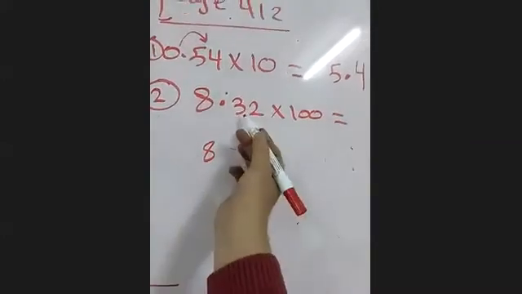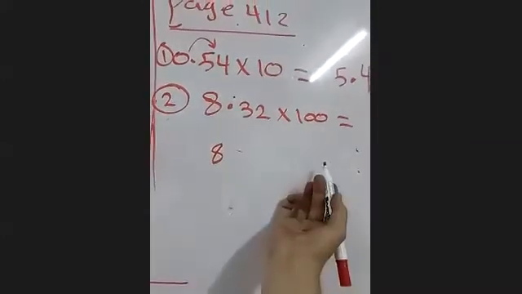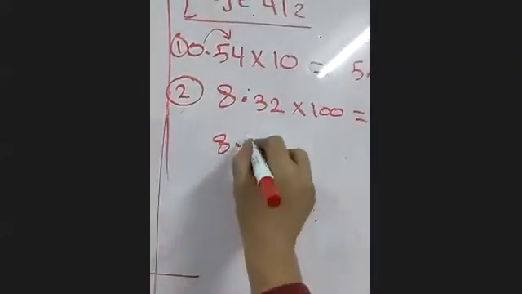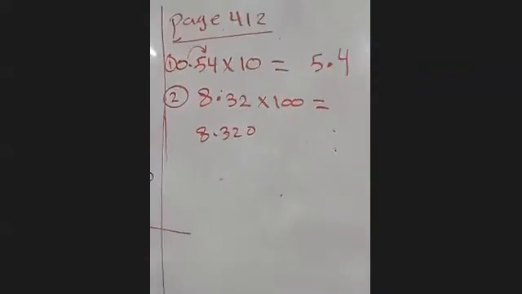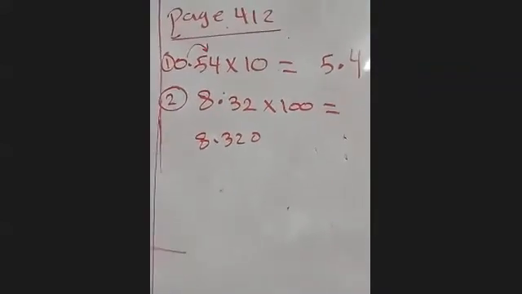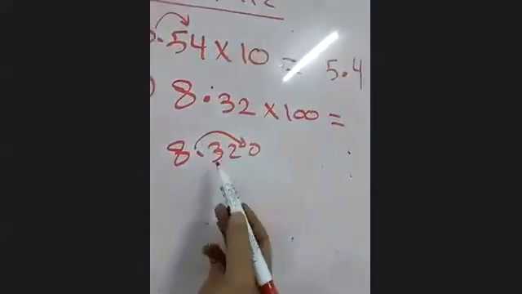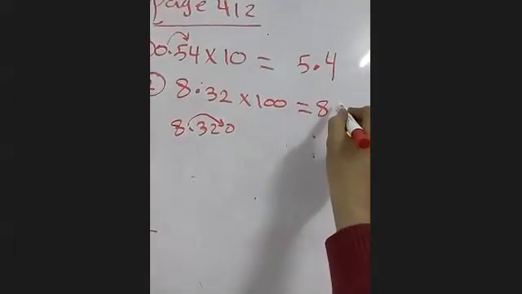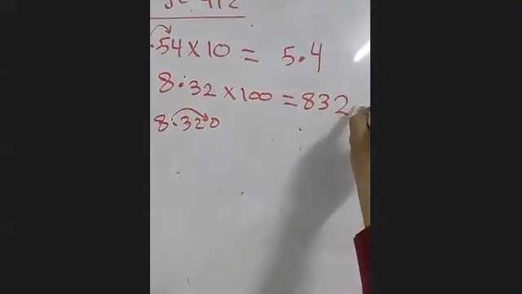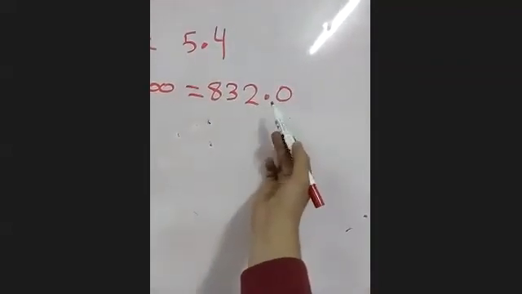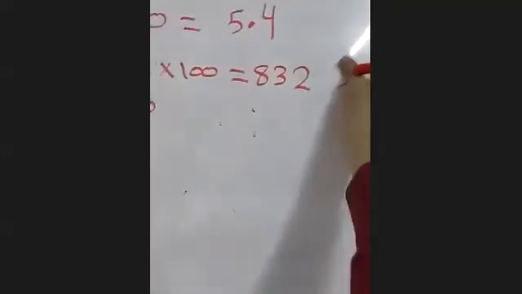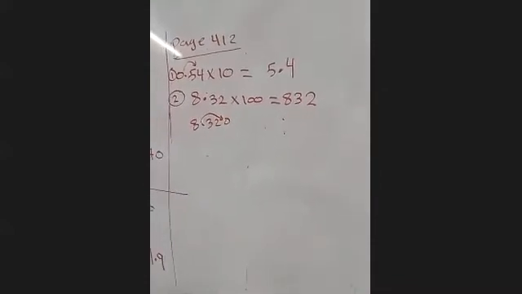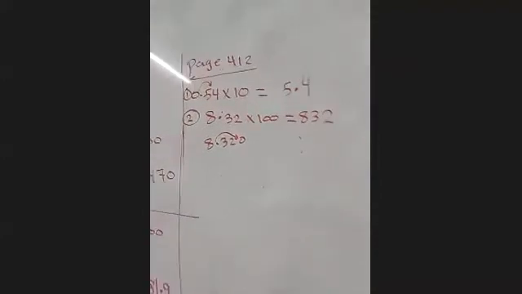I have 2 zeros, 2 digits. So 8 decimal 3 2 and 0. Where will the decimal be? In between the 2 and 0. What's the answer going to be? 832.0. Now the .0, do we need it? No, erase it. Don't put it in the answer. So what's the answer? 832. Do you understand it? Yes. This is question 2.